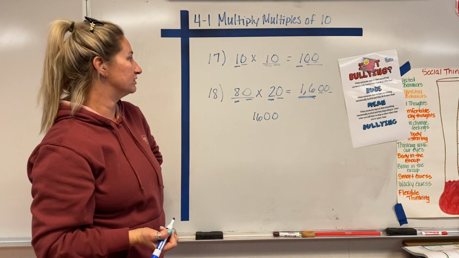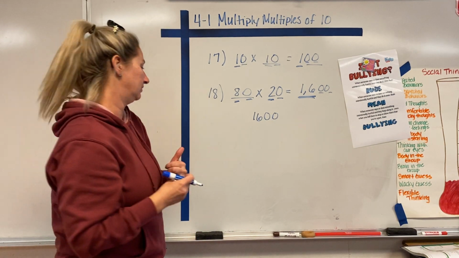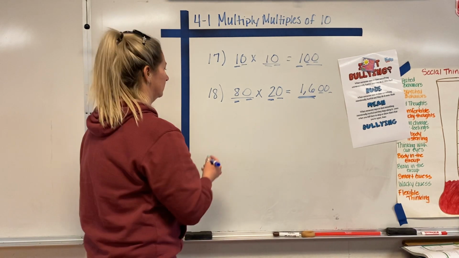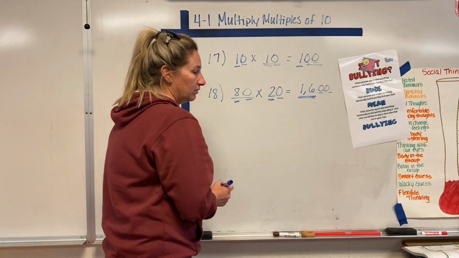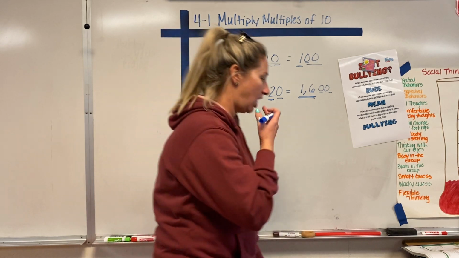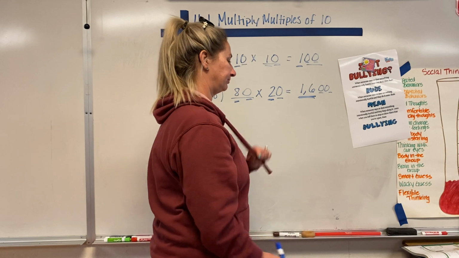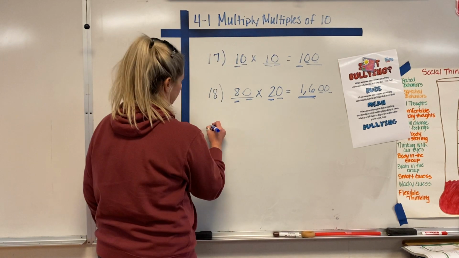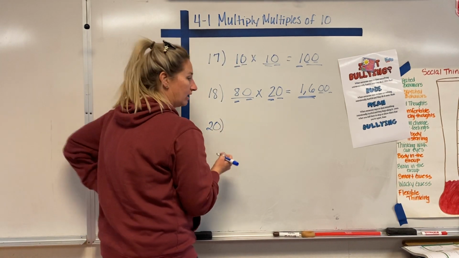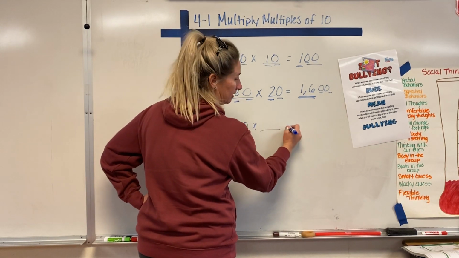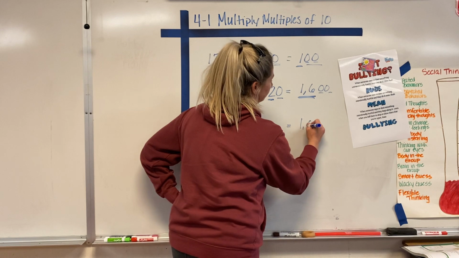Okay, so these problems you're having to think backwards, okay? And use your multiplication fact skills. Let's do, well, no, I'm not gonna do another one. Yeah, I'll do another one. Let's do number 20. 20 times blank equals 1,000.